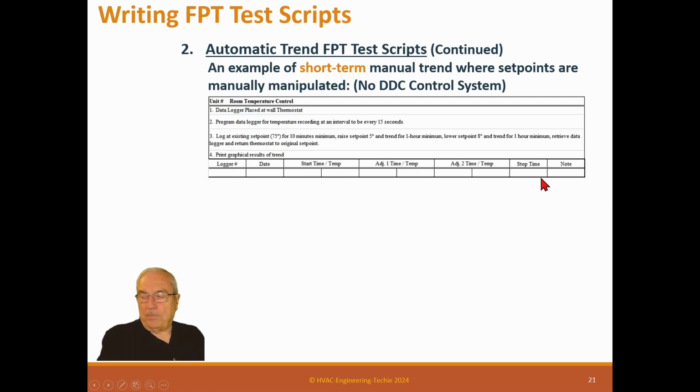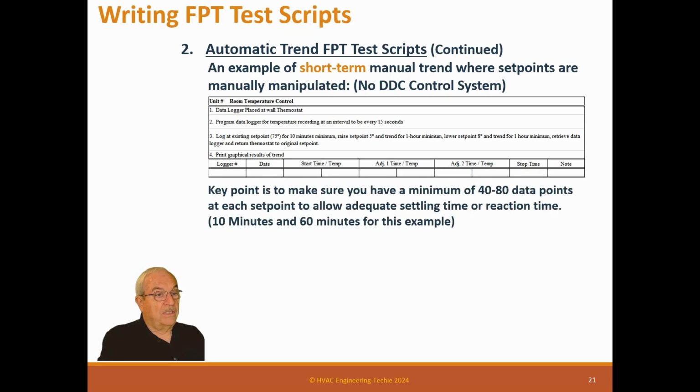If you have more of them, you put more of them in there. If you have more points and start times, you do more of them. But this becomes a data log record, and then you print out the trend from your data logger and attach that behind it. So this is just as good as an automatic control system doing the data log, except you're doing it with data loggers.